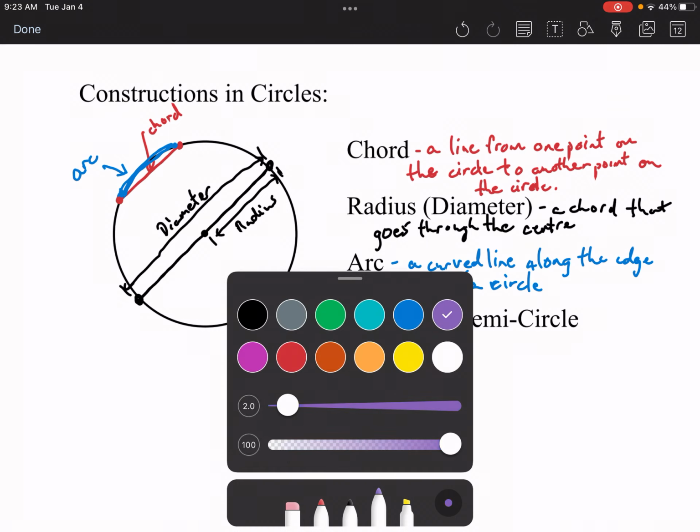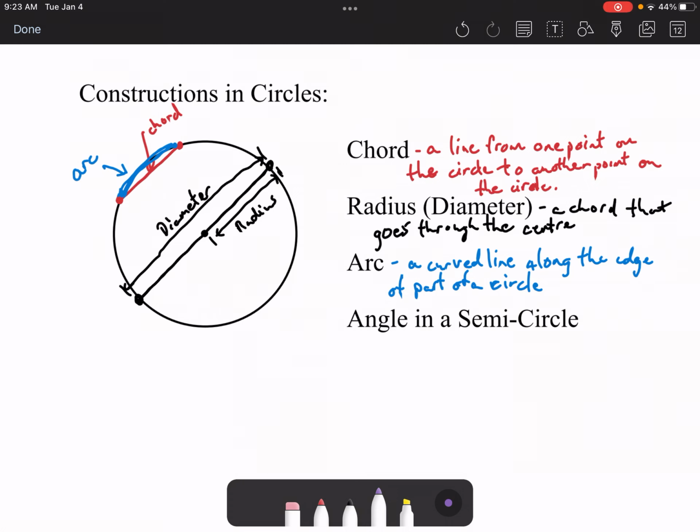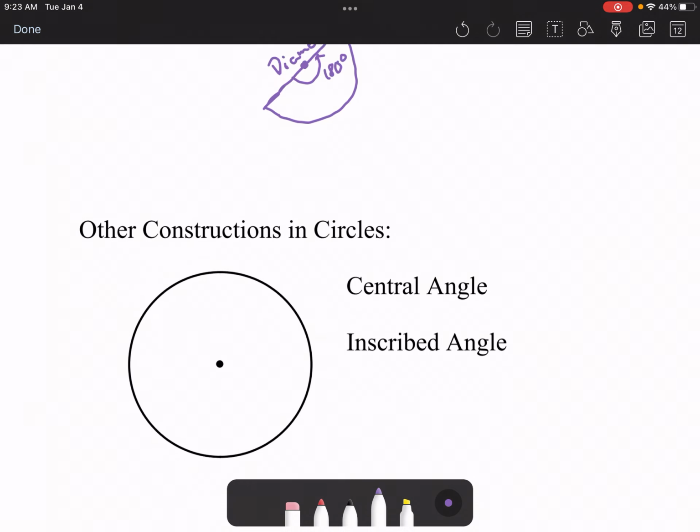Last but not least, another construction inside a circle is an angle in a semicircle. So a semicircle would go right through the center, and this would create our diameter. Well, this angle right here, because it creates a semicircle, this angle is 180 degrees. So those are some other constructions inside circles that we need to know.